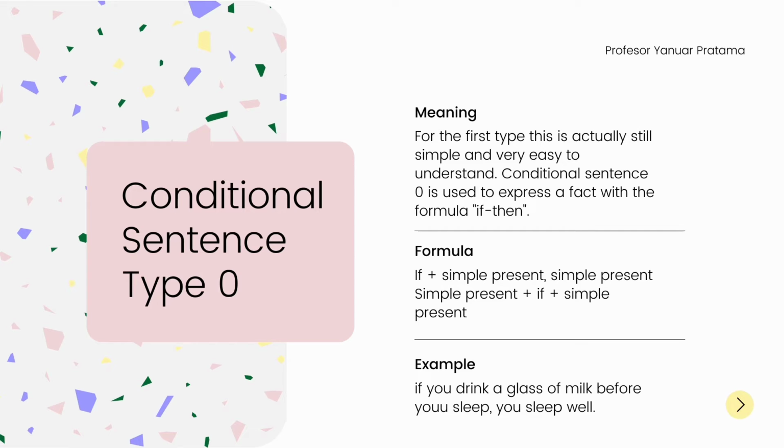The formula of the conditional sentence type 0 is if plus simple present, simple present, and simple present plus if plus simple present. For example, if you drink a glass of milk before you sleep, you sleep well. The sentence above is a fact many people already know, the fact that drinking milk before bed can make you sleep more soundly.